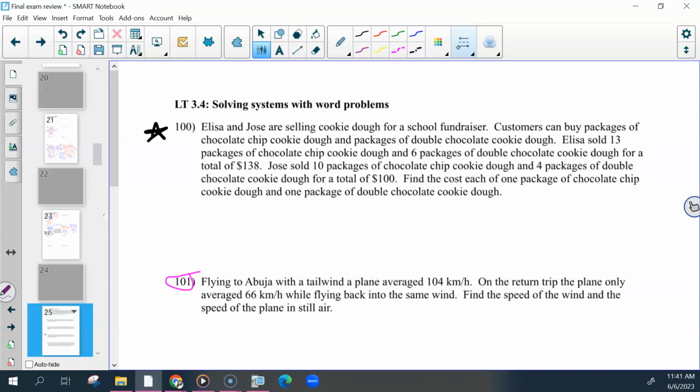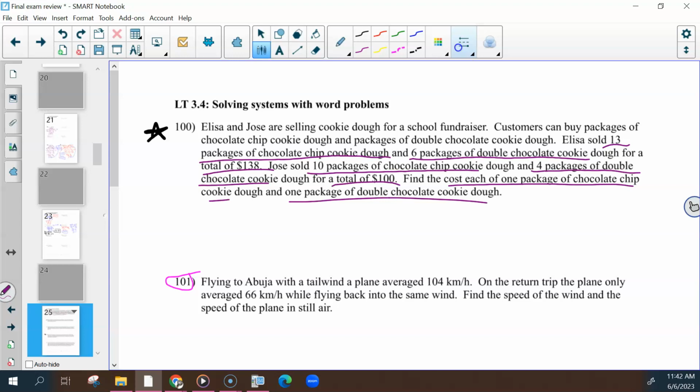So in this case, skipping through a lot of this, we have 13 packages of chocolate chip cookie dough, 6 packages of double chocolate chip cookie dough, total of $138. And then again, 10 packages of chocolate chip, 4 packages of double chocolate, and total of 100. Anytime it gives you 6 numbers, you're going to use all 6 in 2 equations. We're looking for the cost of each type.